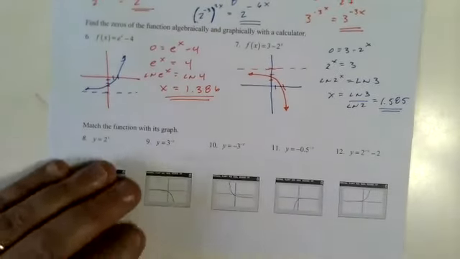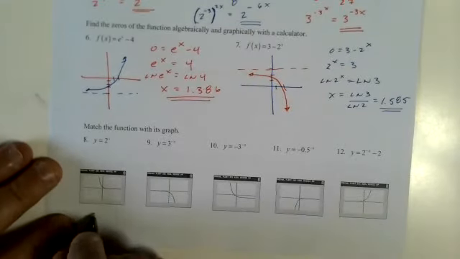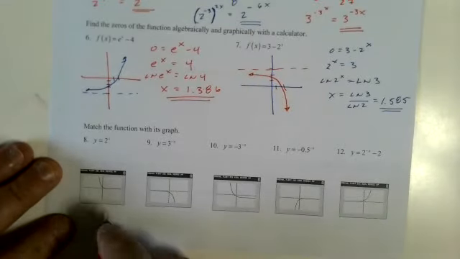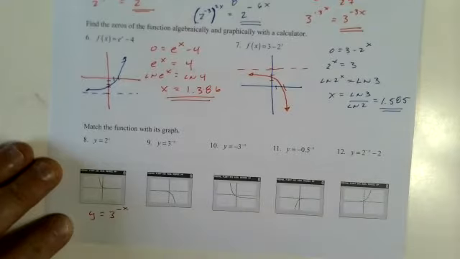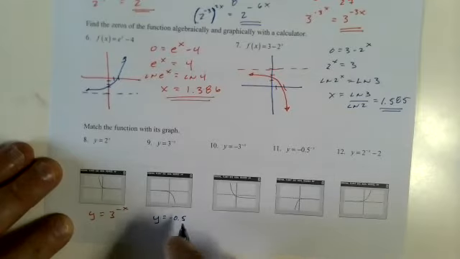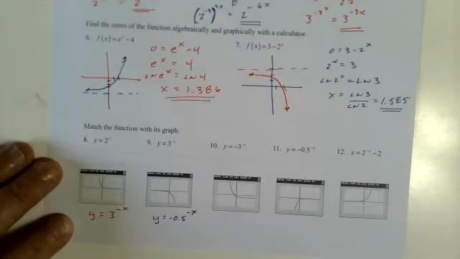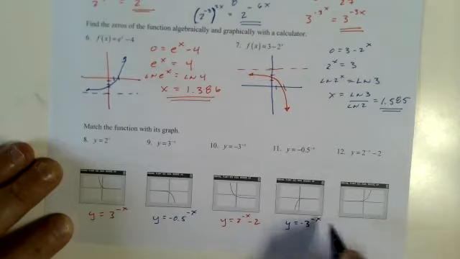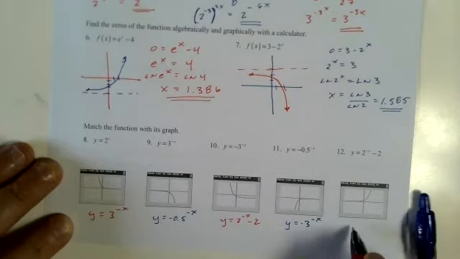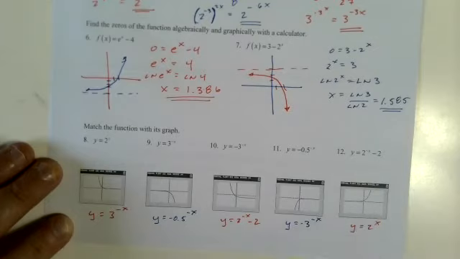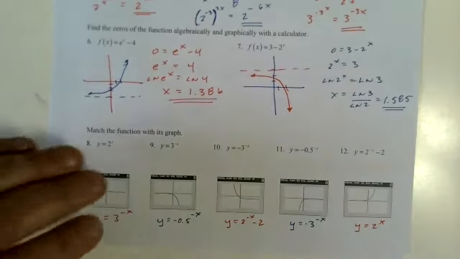Match function on the graph. Hopefully you're on this because I'm just running with it. 3 to the negative x. Negative 0.5 to the negative x. Two to the negative x minus two, negative three to the negative x, two to the x.